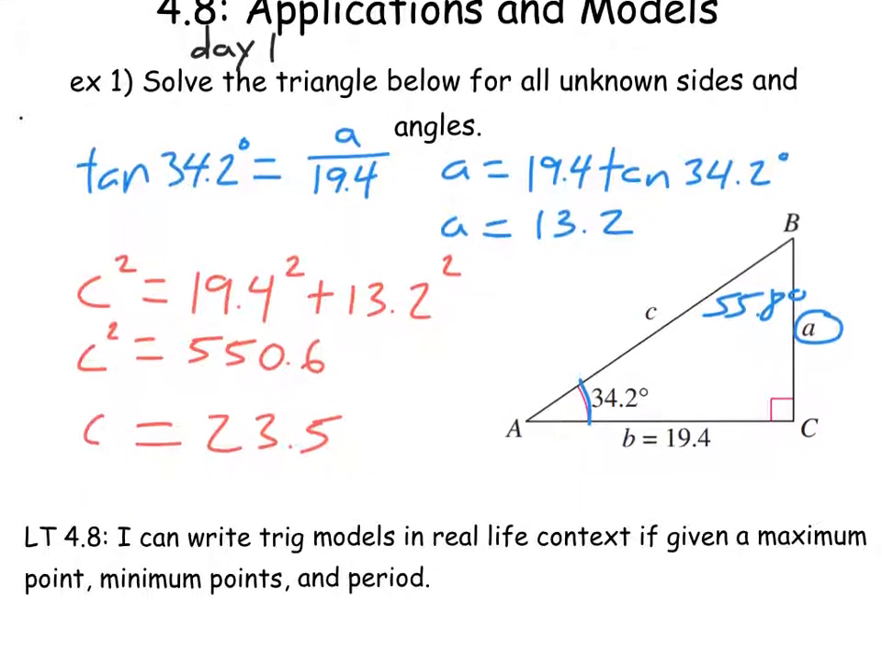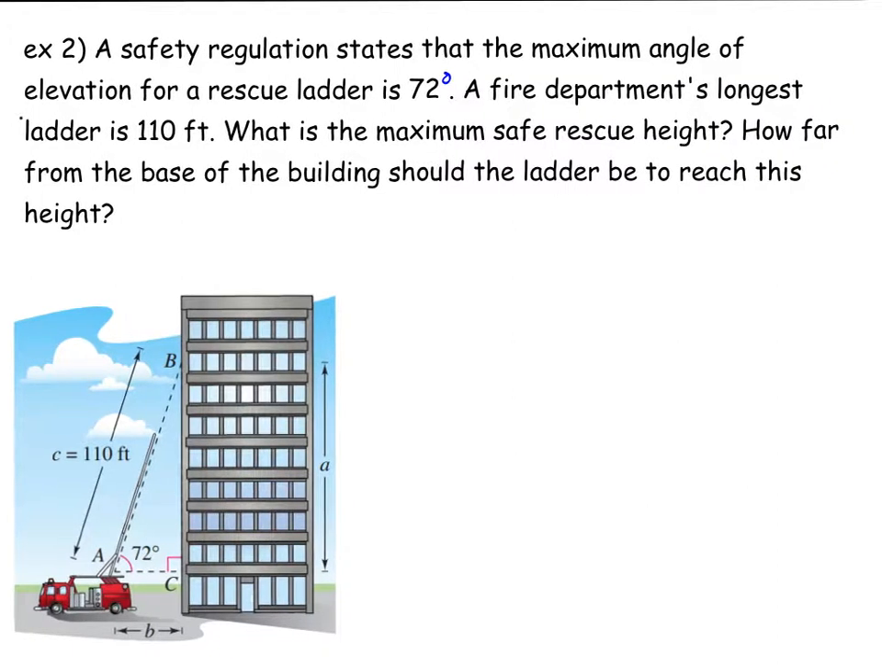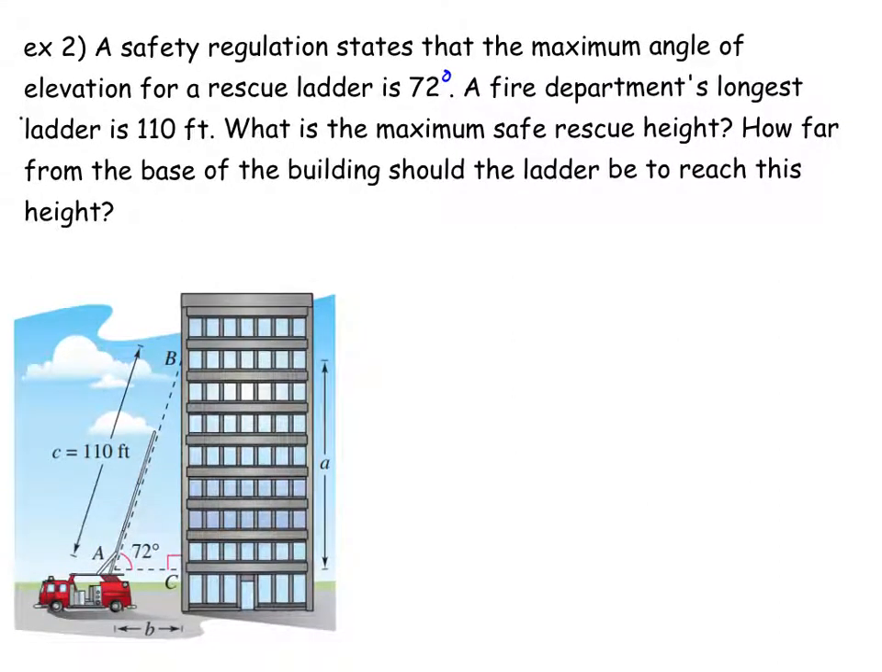Now that actually wasn't an application problem, if you noticed. But it did take us back to right triangle trigonometry. The next 3 are true application questions that have some kind of word problem and description to them. Okay. Here's the deal with this context. We've got this fire truck, and we are after 2 pieces of information that kind of seem safety related.